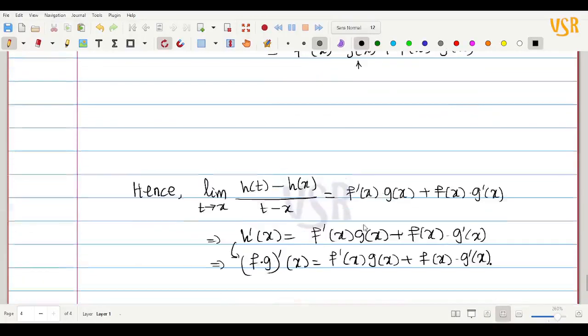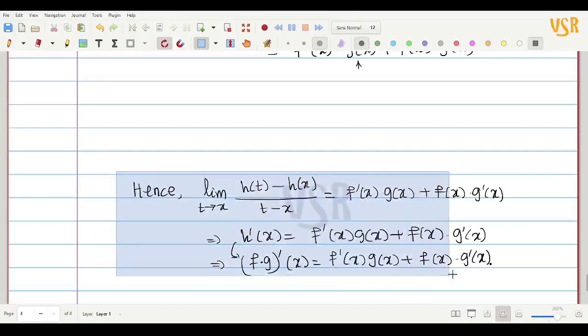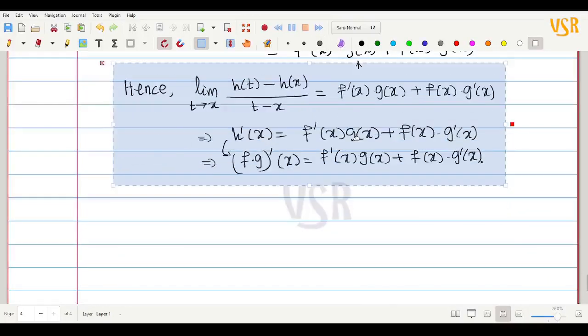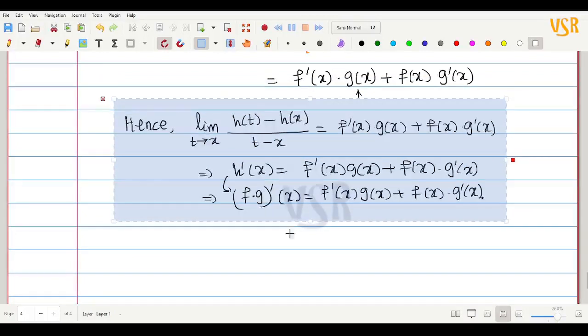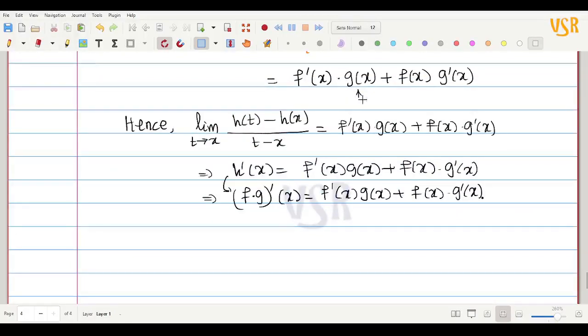Hence மத்ததெல்லாம், that's all. சரி, இப்போ அடுத்து நம்ம என்ன ப்ரூஃப் பண்ணணும்? Differentiation.